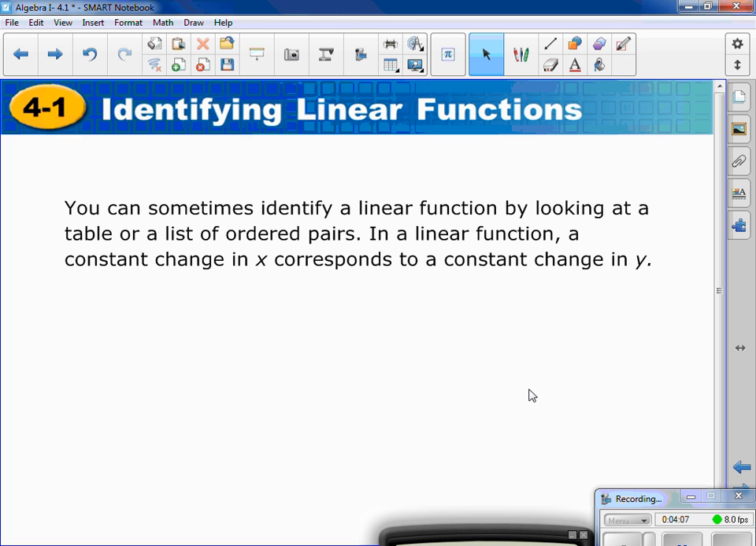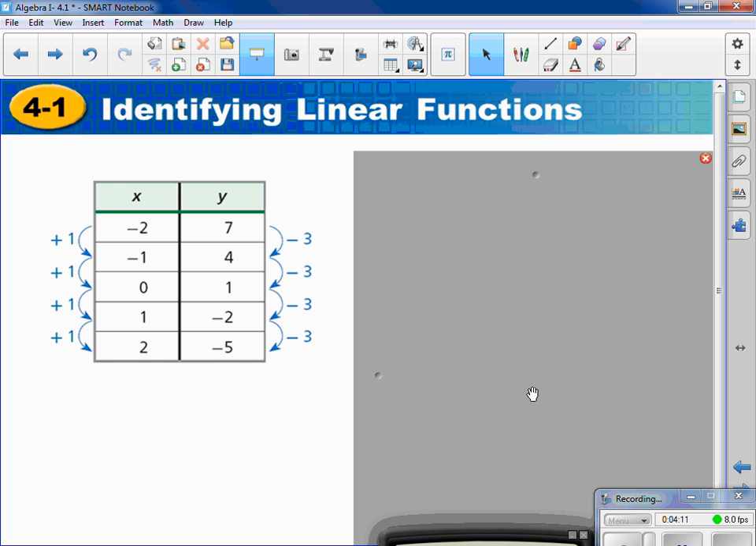We don't always have the graphs. We can look at the tables. So I have a table. The x's are -2, -1, 0, 1, 2. The y values are 7, 4, 1, -2, -5. Looking at these numbers, how does this one change? Adding ones, and these ones are always going down.